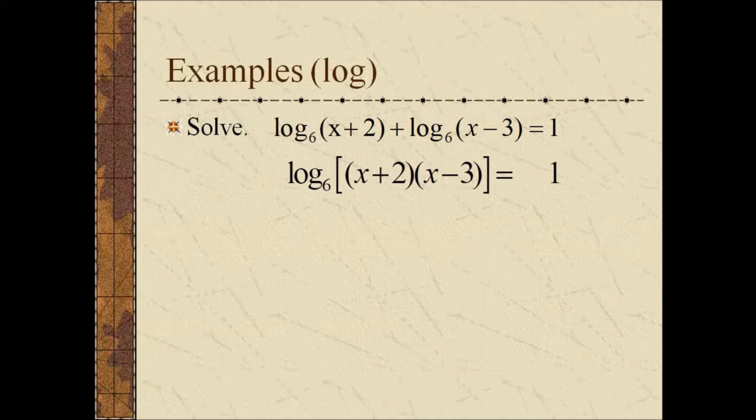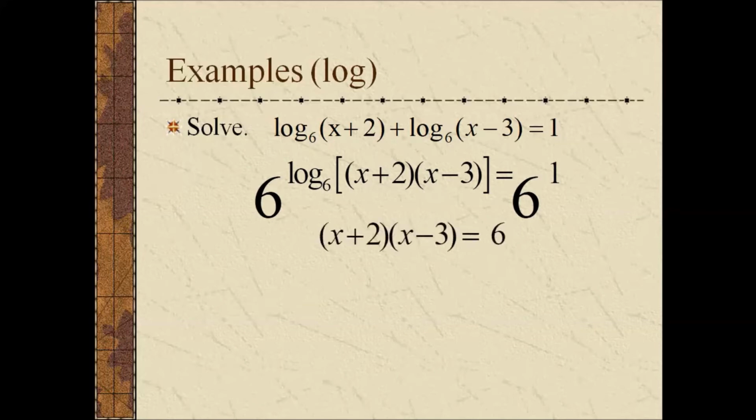Now we're going to raise both sides as a power of the base. Well, in the past, we've used 10 as a base and e as a base. This time we're going to use 6 as a base. 6 to the left side of the equation equals 6 to the right side of the equation. 6 and log base 6 can be thought of as canceling each other out, leaving us with x plus 2 times x minus 3. 6 to the first power on the right side simplifies to 6.